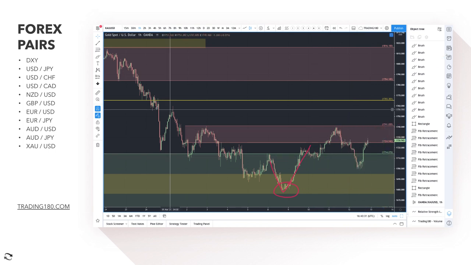But from a sell trade perspective, again, it depends on whether you want to be a buyer of the dollar. And if you do want to be a buyer of the dollar, then an option would be to sell gold when it comes to buying the dollar.